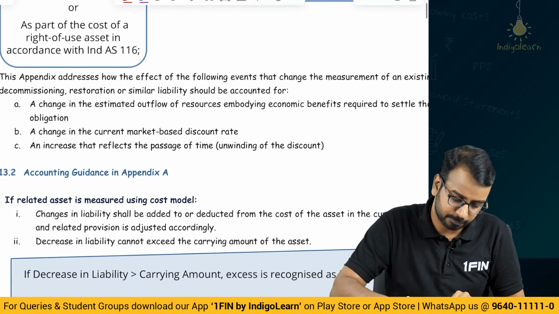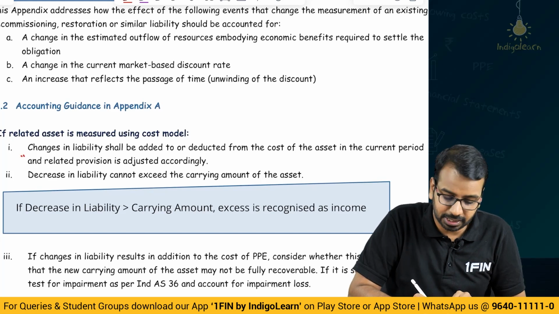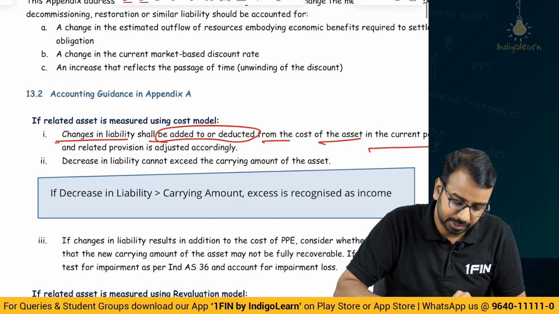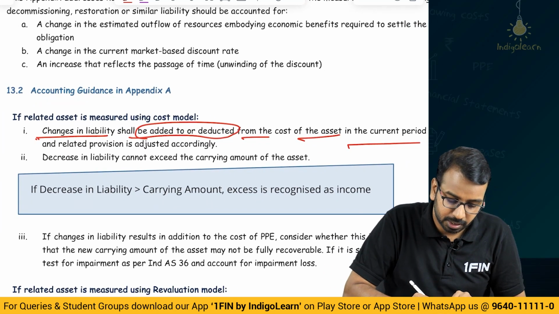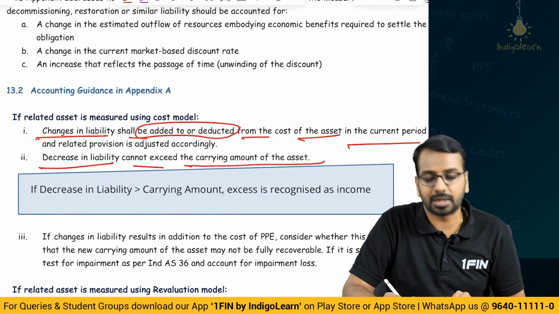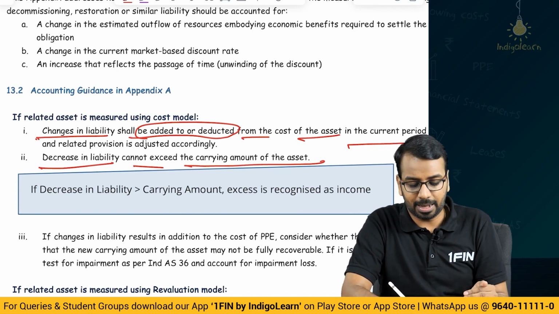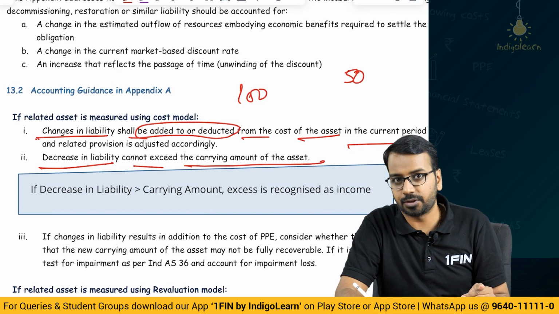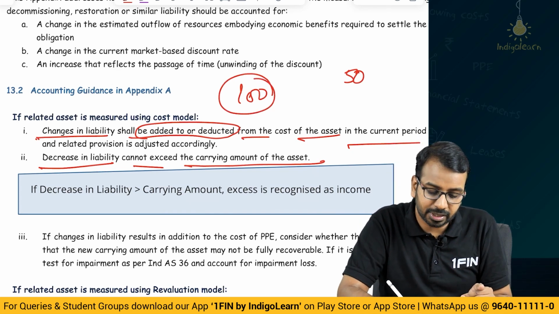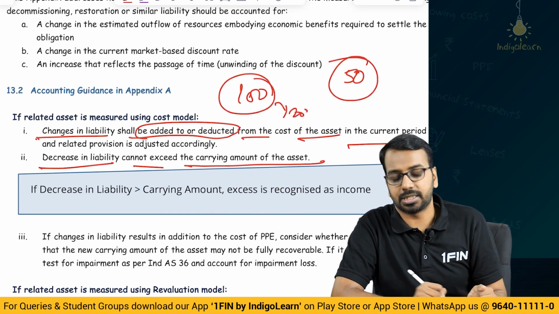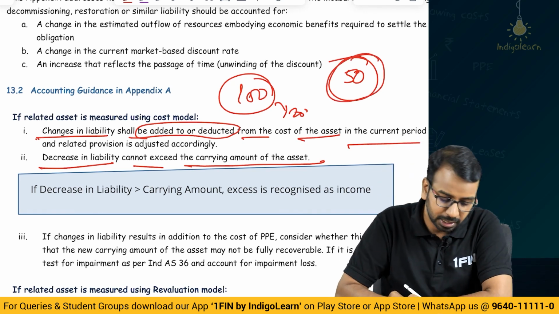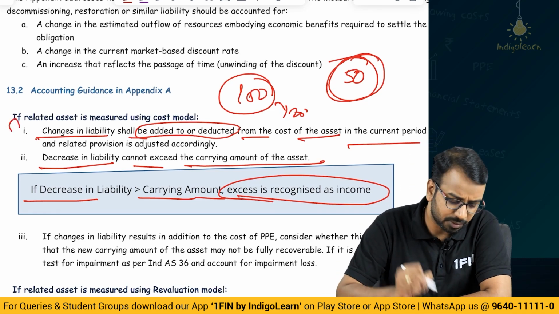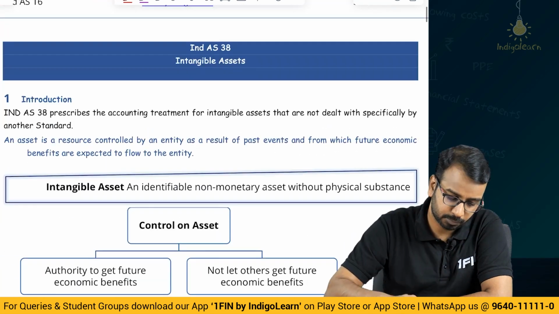So here what you have to keep in mind is, whatever is the change in liability shall be added to or deducted from the cost of the asset in the current period, and a decrease in liability cannot exceed the carrying amount of the asset. For example, liability is 100 and carrying amount of the asset is 50. Now this liability, if it has come down to 20, I cannot reduce the asset by more than 50. I cannot make it negative. So if the decrease in liability is greater than the carrying amount, the excess has to be recognized as income. Only this thing if you keep in mind, it is more than sufficient.